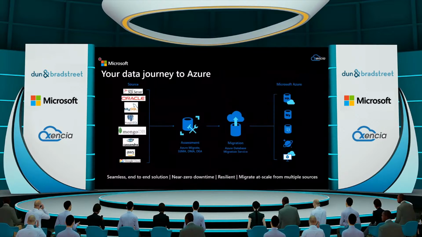So when it comes to the database, where we migrate to the cloud, it's not just that we only do the platform migration. We also have to move our data to the cloud space. So Microsoft provides the tools to migrate the database from on-premises to cloud. First it gives you the assessment tool, where it tells you what all needs to be done before the migration. And then it provides a migration services tool, which helps us to migrate from the on-premises to the cloud with near zero downtime, a seamless end-to-end solution, right? Migrated scale from multiple sources.